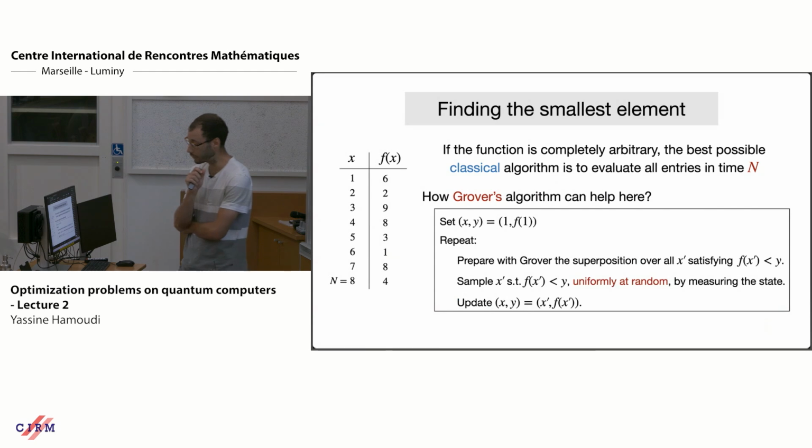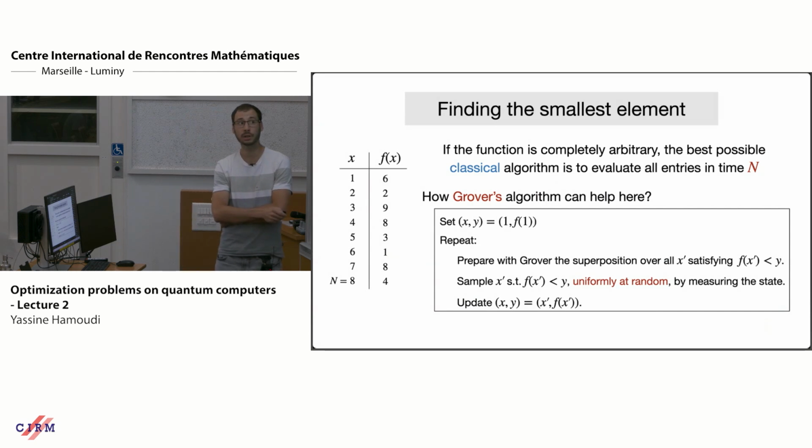So here is how you can find the minimum by using Grover algorithm. What you'll do is you will start with a guess, which is just x equal 1, y equal f of 1. Okay, so this is your current guess of what is the minimum in the table. And then you will improve the value by repeating the following steps. You will apply Grover algorithm on the input using the following predicate, which is x prime is a positive solution if it evaluates to something less than y.